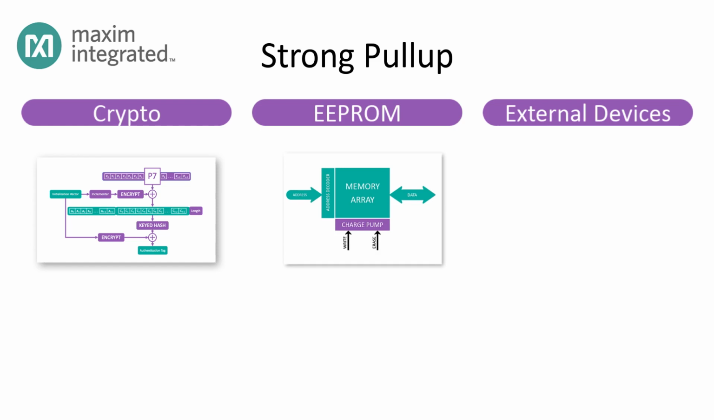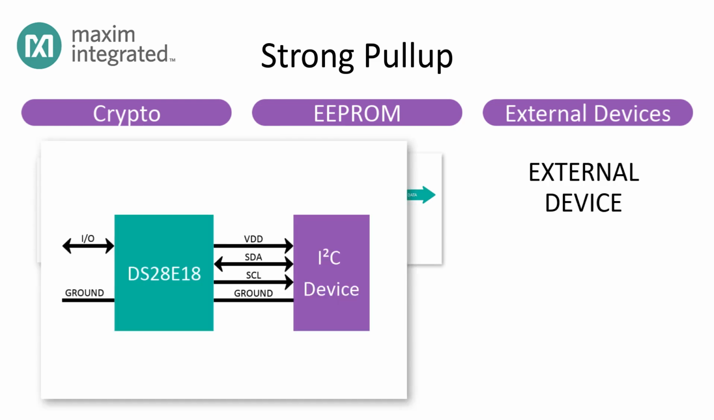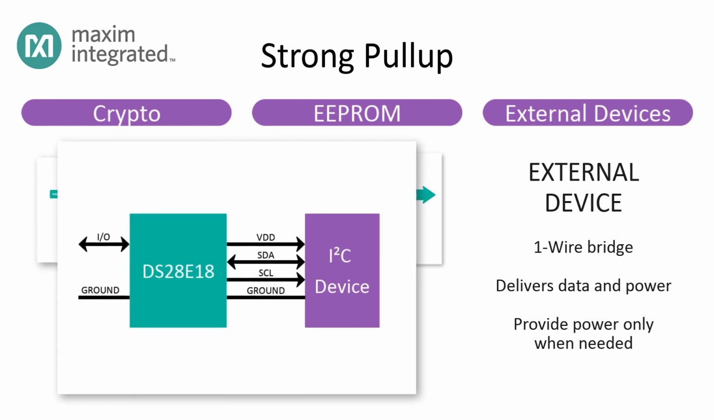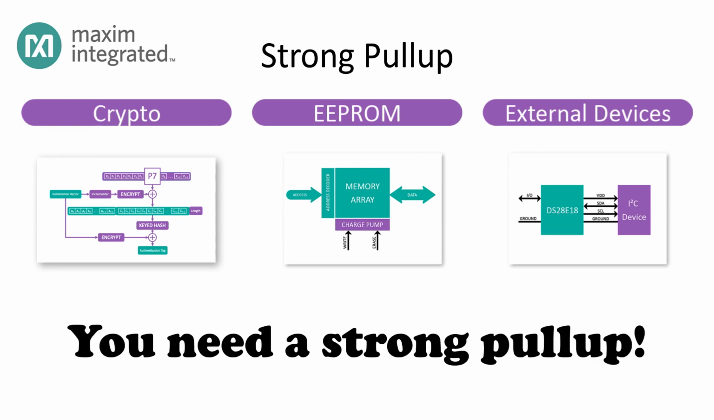Third, there are times we want to potentially power external devices. For example, the DS28E18 one-wire to I2C bridge is designed to interface to an I2C device, power and all. To be as flexible as possible, you need to support devices that require more power than the one-wire bus can normally provide. What you need is a strong pull-up.